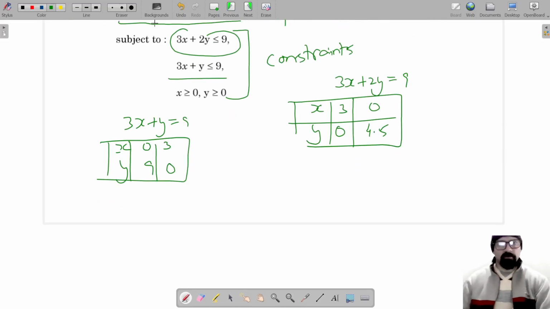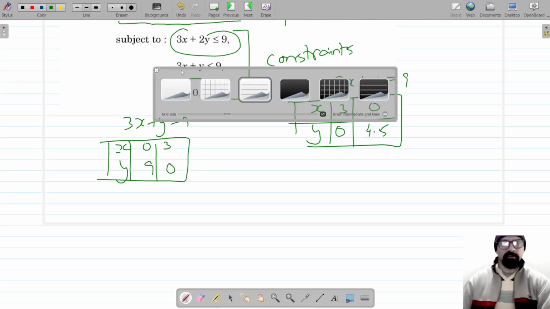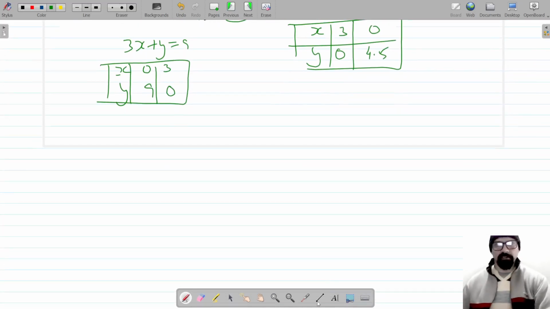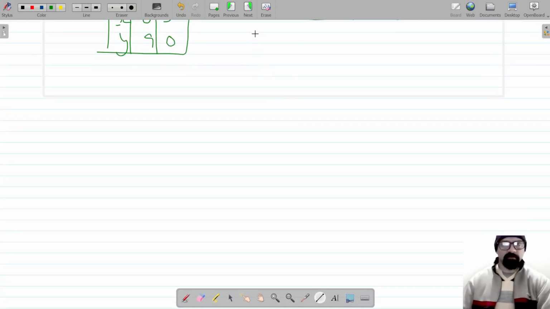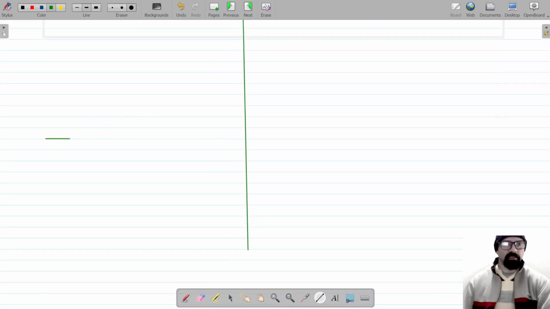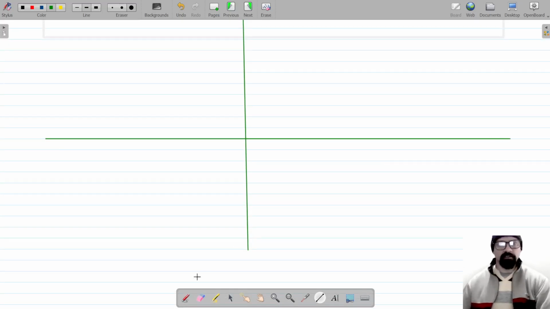ओके, अब इसका प्लॉट करेंगे हम ग्राफ। सो ग्राफ में ले लेते हैं x और y कोऑर्डिनेट एक्सिस। So let this be x axis. ये है x axis. चलो ये है x axis and this is the y axis. ये है y axis.